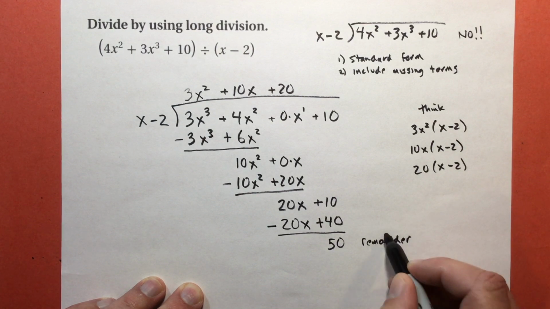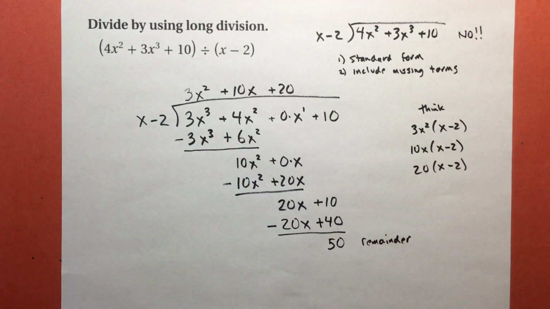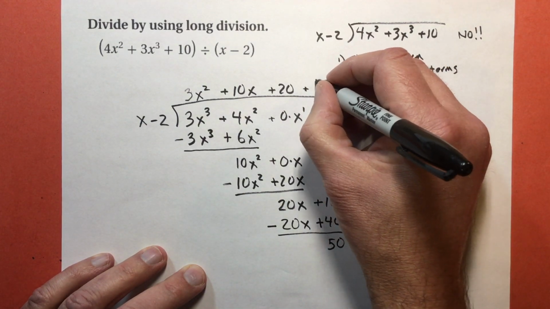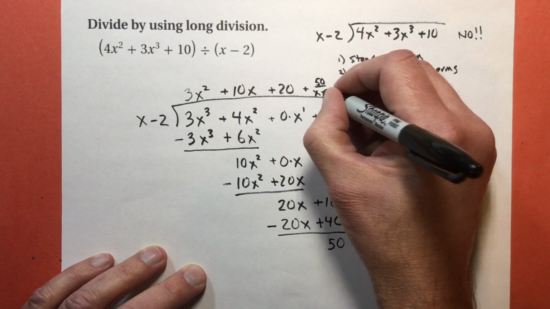I have used up all the terms right up here. So my final answer, 50 over x subtract 2.